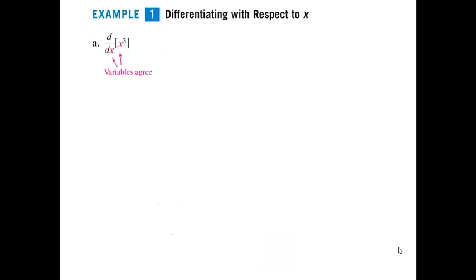Let's do another one. Or actually, let me give you some examples. Right here, we're going to take the derivative with respect to x. And since these variables agree, we can just take 3x squared, and we can ignore the dx dx. Okay? Variables agree, use the simple power rule.